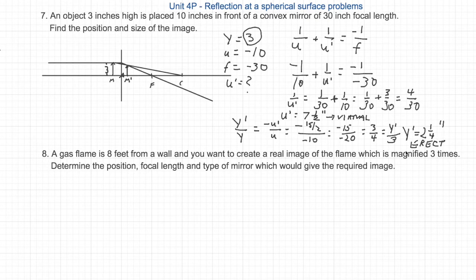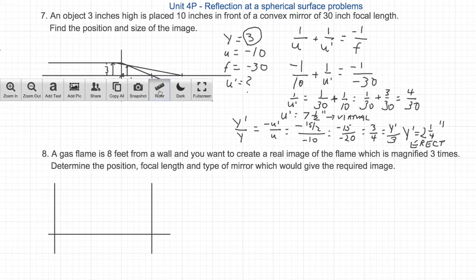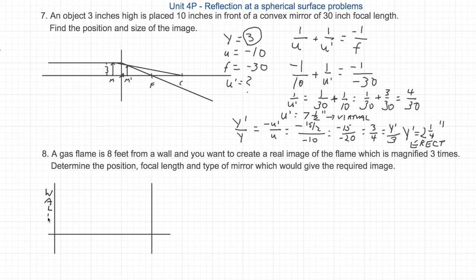Question 8, a gas flame is 8 feet from a wall. You want to create a real image of it, which is magnified 3 times. Determine the position, the focal length, and the type of mirror which would give that required image. So we'll construct our wall on the left, our mirror on the right. If you recall Unit 4, a real object creates a real image if the mirror is concave. The candle is 8 feet from the wall. We'll call that position M.